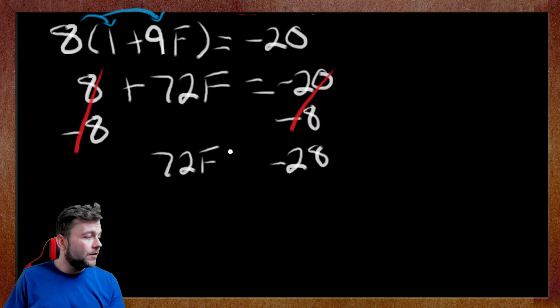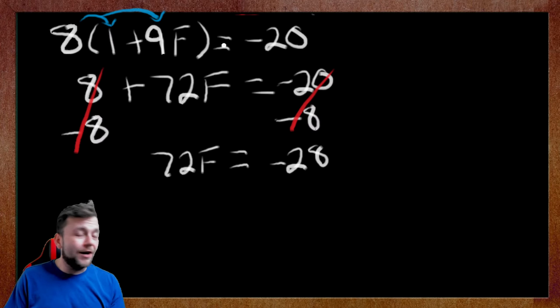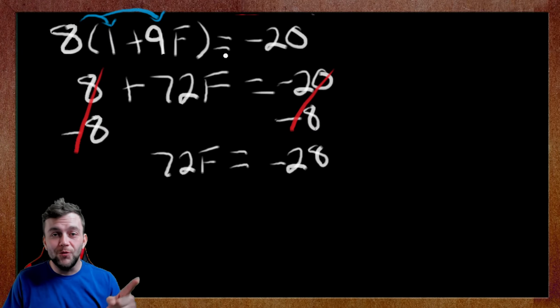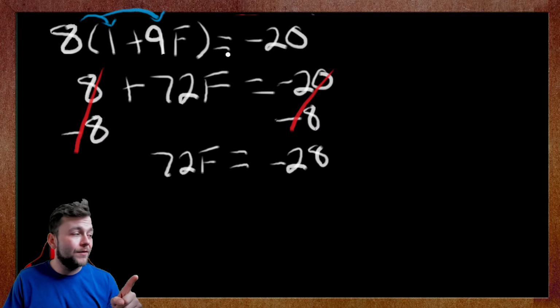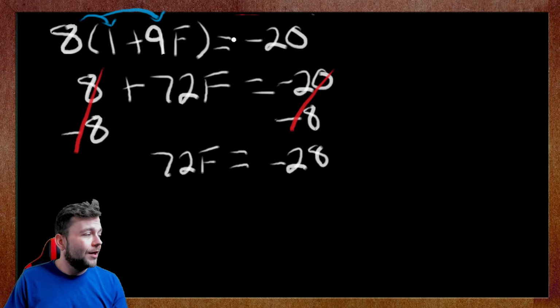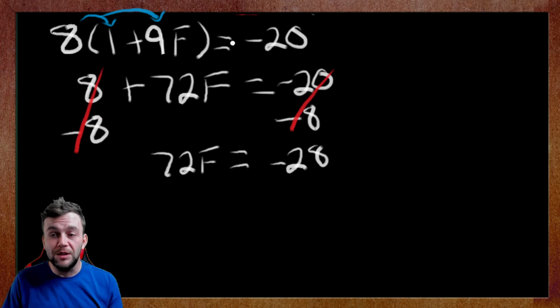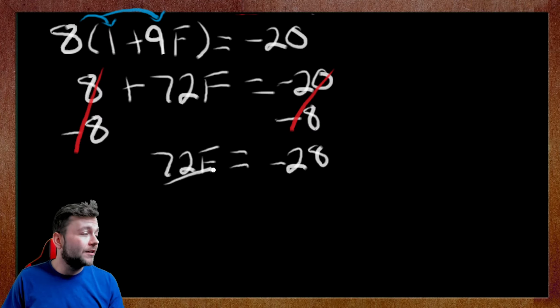72f equals, okay, so this is a weird one. This is definitely a weird one. Now, what's occurring between the 72 and the f? So 72 is being multiplied by the f, or the f is being multiplied by the 72. Tomato, tomato. How do we get rid of it? What's the inverse operation of multiplication? How do you go backwards from multiplying? You divide. So divide both sides by 72.